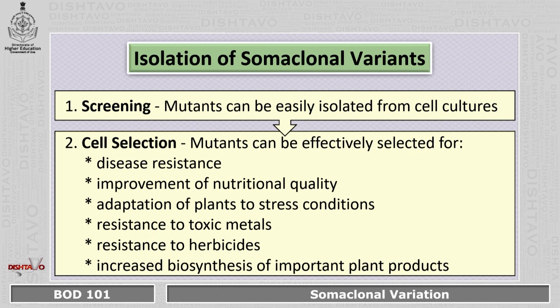For cell selection, mutants can be effectively selected for disease resistance, improvement of nutritional quality, adaptation of plants to stress conditions such as saline soils and low temperature, resistance to toxic metals such as aluminium, resistance to herbicides, and increased biosynthesis of important plant products, which can be used for medicinal and industrial purposes.